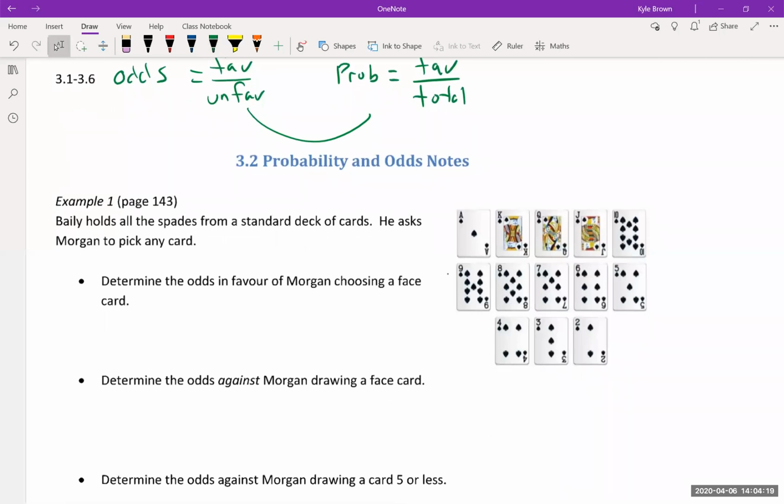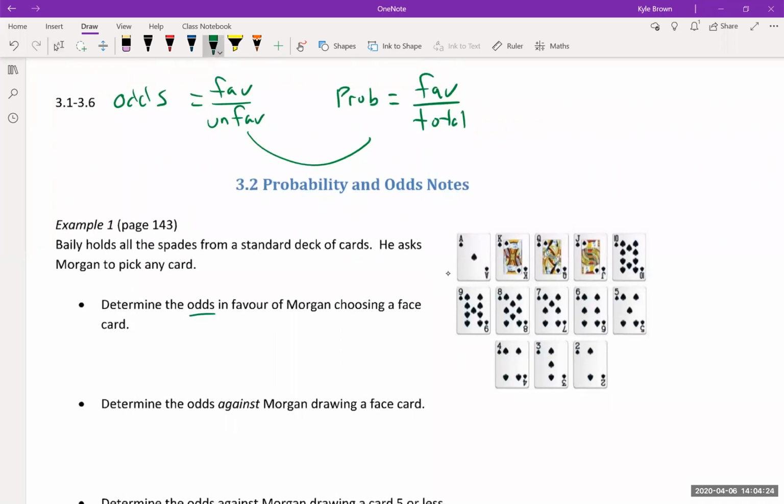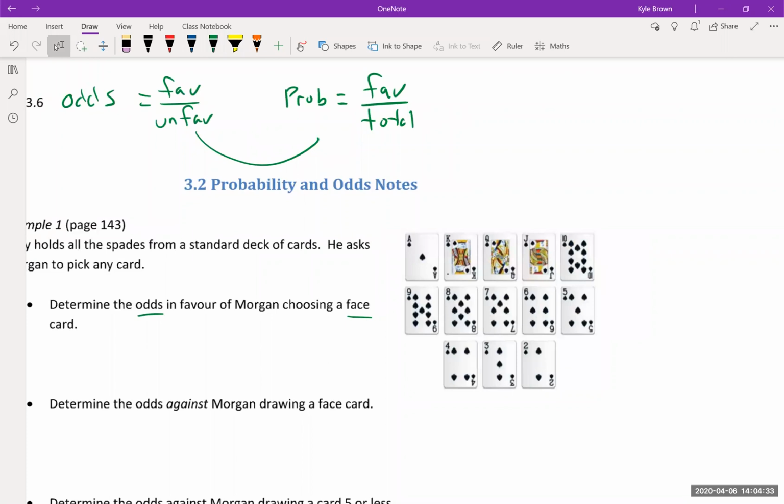Determine the odds in favor of Morgan choosing a face card. All right, so odds. What we're after is favorable, and in this case favorable is the face cards. So how many face cards do we have? 1, 2, 3 face cards. So it'll be 3 and then dot, dot. Technically odds can be written that way, but it should be favorable, dot, dot, unfavorable.